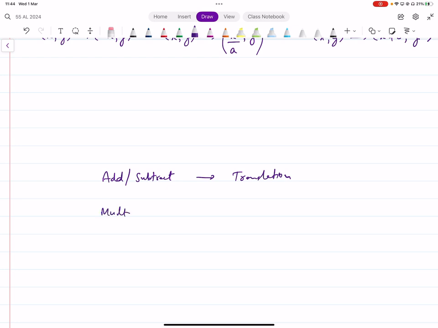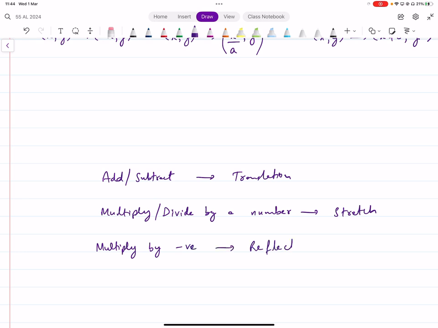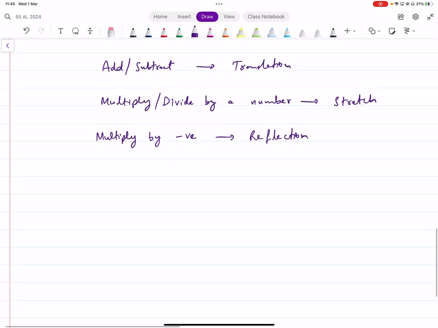मल्टीप्लाई बाय अ नंबर, or sometimes you can divide as well, by the way. So multiply or divide by a number. That would mean stretch. Multiply by a negative sign, that means reflection. Is this all right?